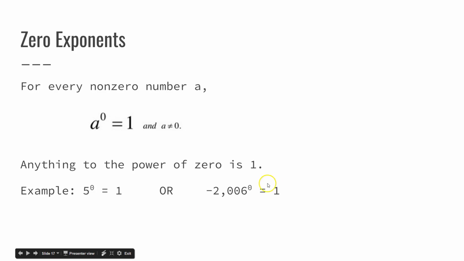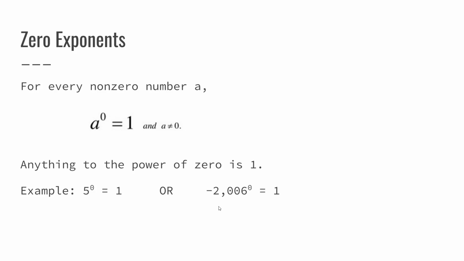I have two examples down here, but you could use literally any number, any variable, anything of that sort. So 5 to the 0 is 1. Negative 2006 to the 0 is 1. x, y, z to the 0 power is 1. So anything to the 0 power, just get in your head, that's 1.